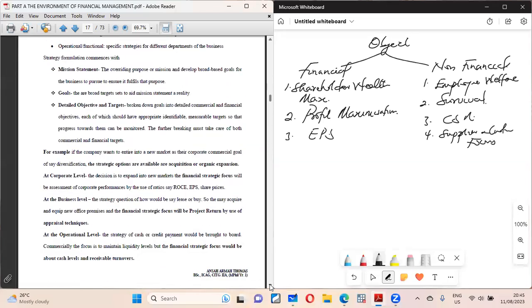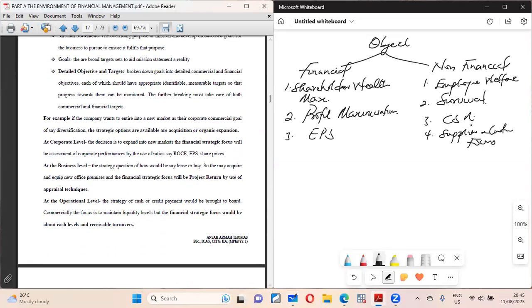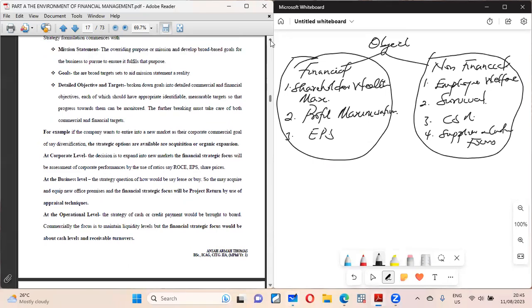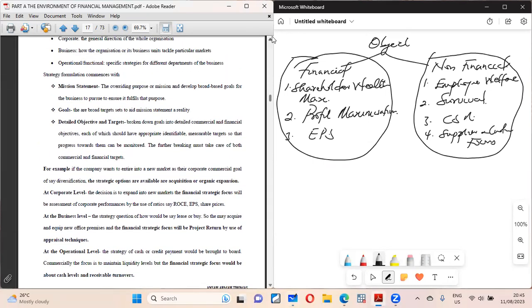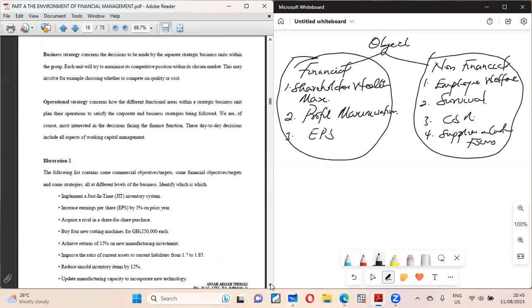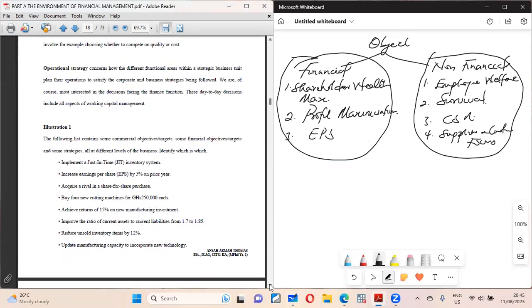senior high school, we discussed this one and this one. Non-financial and financial, which one should come first? It was a WASSCE question for us under business management all the time. Which one should come first? The financial objective and the non-financial objective. Which one should take precedence?